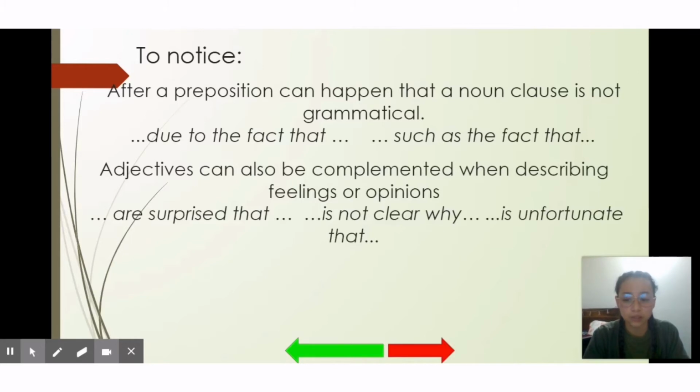Another thing to notice is that adjectives can also be complemented when describing feelings or opinions. So you can say things like "We are surprised that...", "It's not clear why...", "It's unfortunate that...". And these are also complement noun clauses.